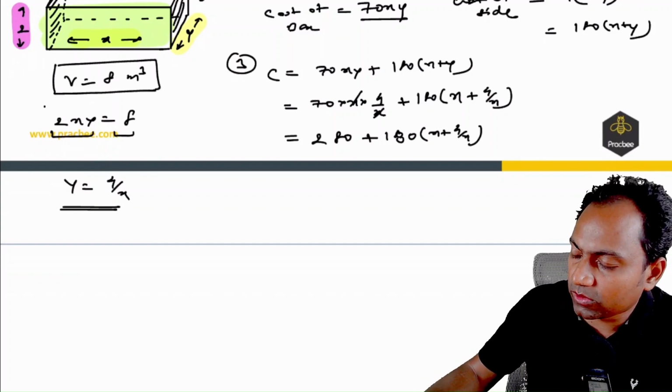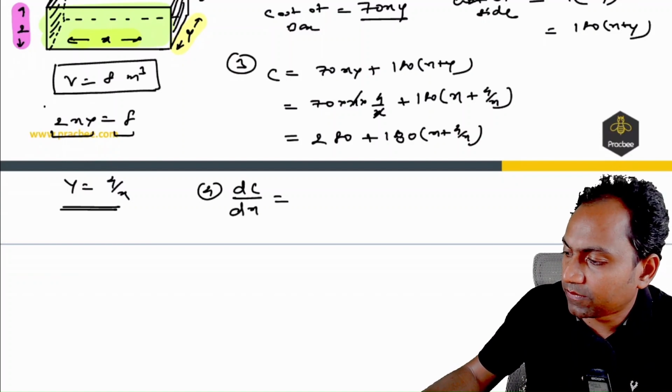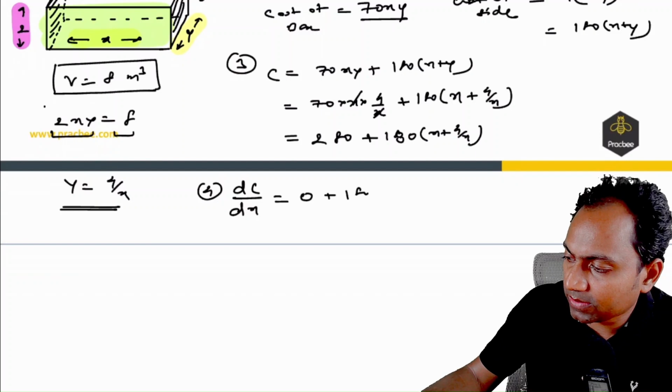So the next step, or the fourth step, would be to differentiate it with respect to x. And if I do so, the first part becomes 0, the second becomes 180.